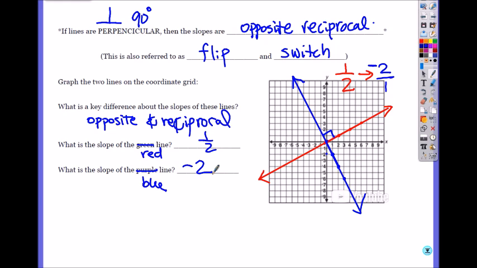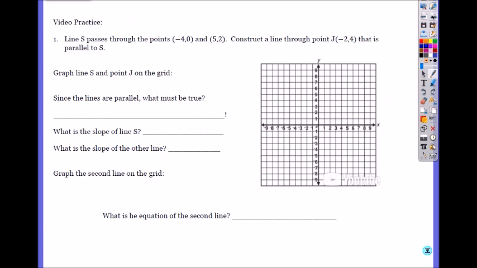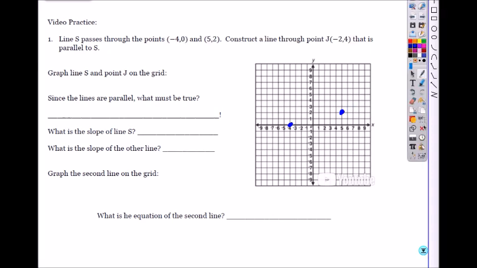Okay, let's go ahead and try some example questions. Line S passes through the points negative 4, 0 and 5, 2. So it's a line, S, going through those 2 points. So let's connect them.